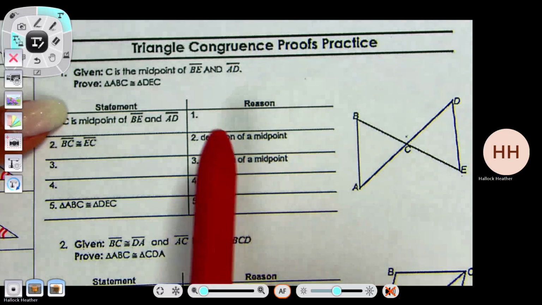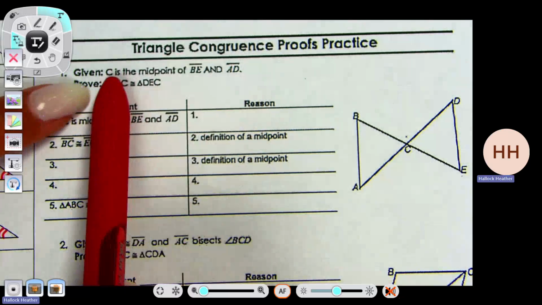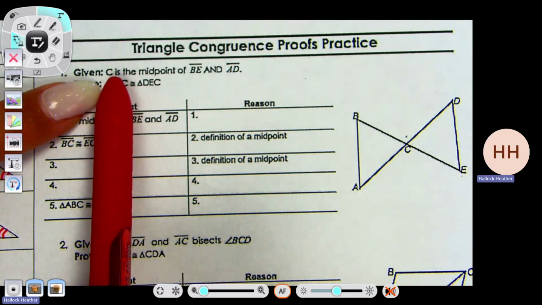So, number one says, yes, it's going to be given. It says given.